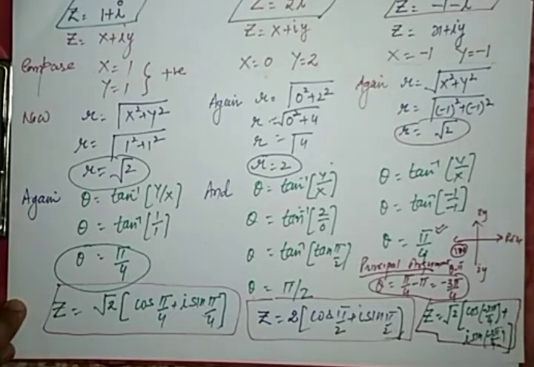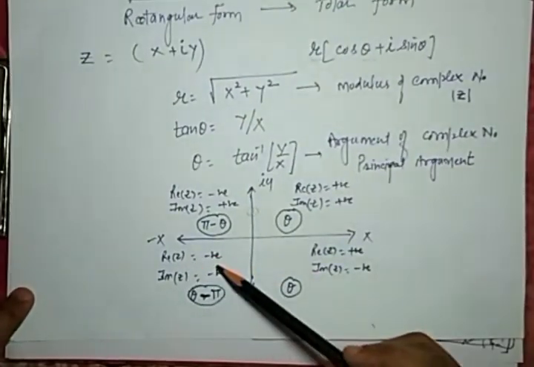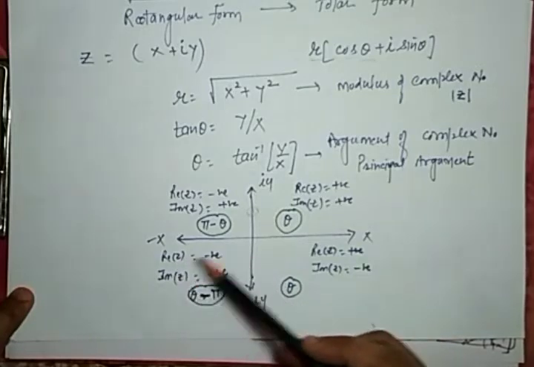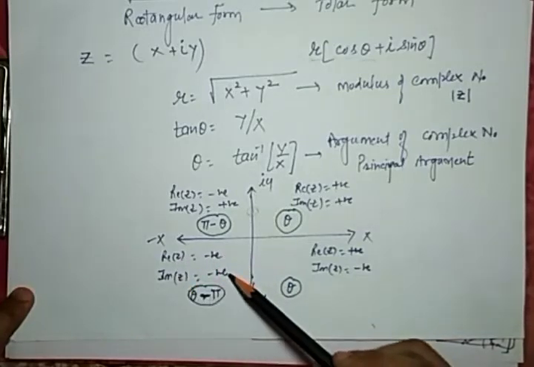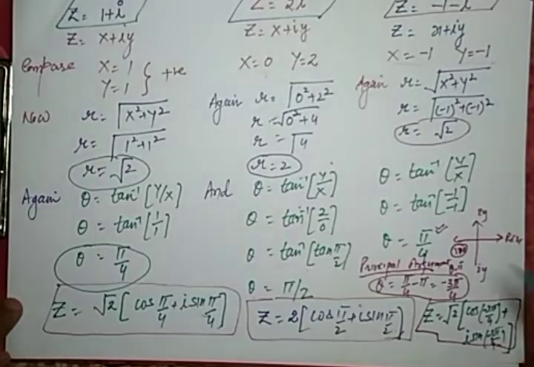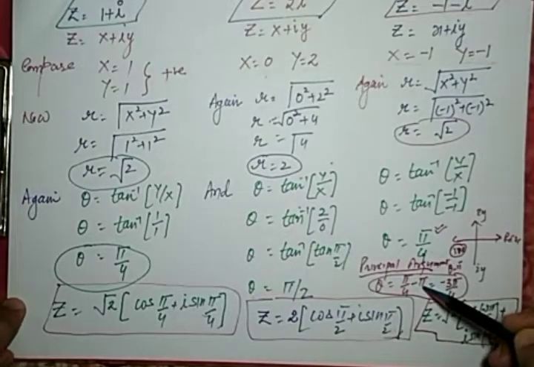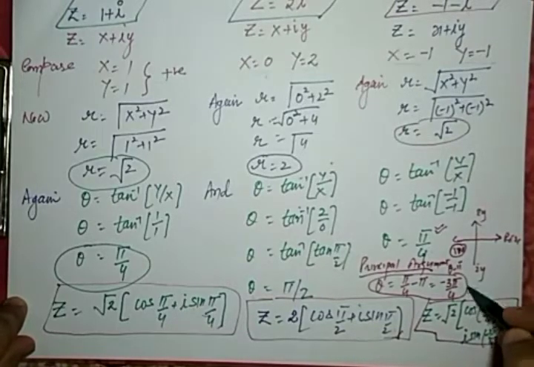What we have to do? Again, we have to consider the Argand diagram. X is negative, imaginary part is negative. See here in the third quadrant, real part of z is negative, imaginary part of z is negative. So how to calculate principal argument? Yes, it is theta minus pi. So theta now you have calculated pi by 4. Subtract pi from it, you get minus 3 pi by 4. This is the principal argument.